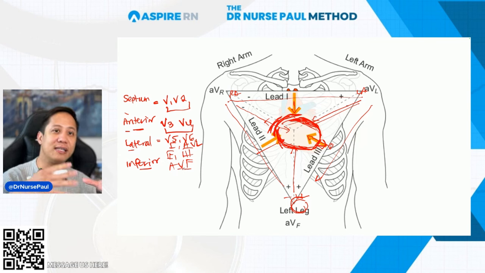Because again, the heart is tilted. The top portion is somewhere here. The bottom or apex is somewhere here. So this is your lateral. This is your inferior. All right.